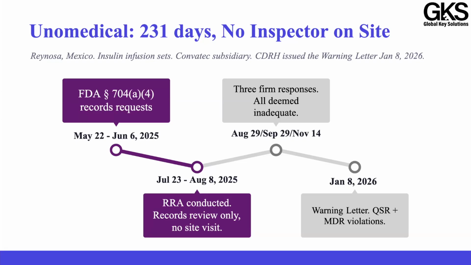If you were to read the warning letter, it's a very long warning letter first and foremost, but the FDA requests documents for the first time on May 22nd. And then later on, on July 23rd, the RRA was conducted. Records were reviewed. Again, there was no site visit. And then from August to November 2025, the firm responded. Not once, three firm responses, and the FDA is saying they're all inadequate. And then on January 8th of 2026, earlier this year, the warning letter was issued.